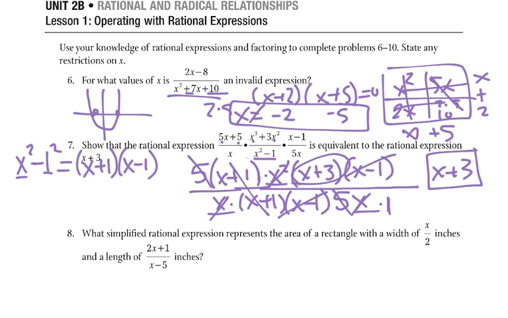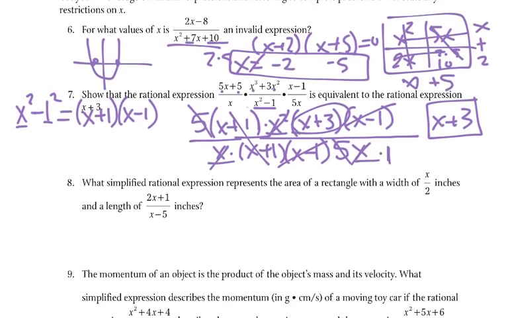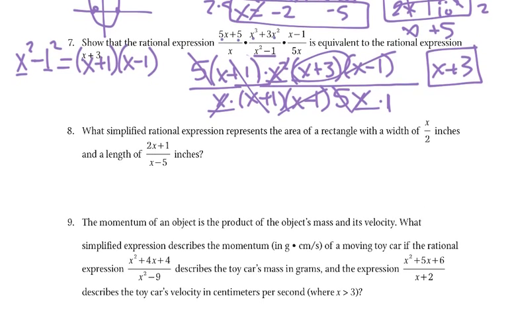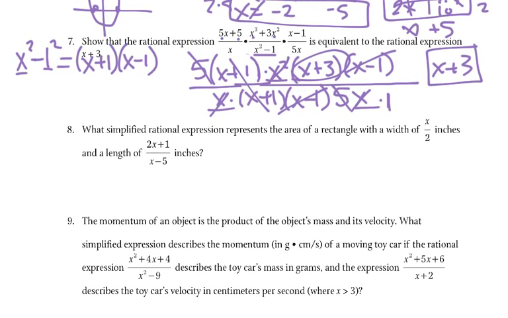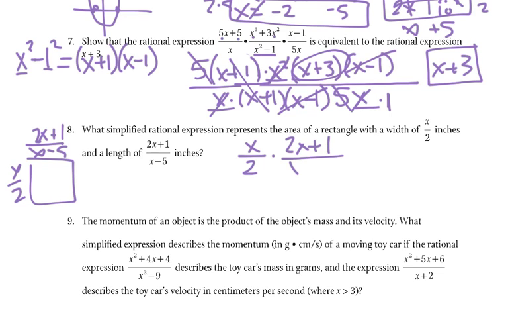Okay, number 8. What simplified rational expression represents the area of a rectangle with the width of x over 2 inches and a length of... Okay, so area of rectangle, we're multiplying basically, right? X over 2 here, 2x plus 1 over x minus 5 here, we times. Okay, then we look, can we eliminate anything? I'm not seeing anything that we can pull out.